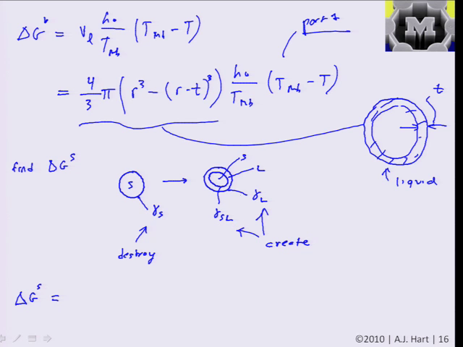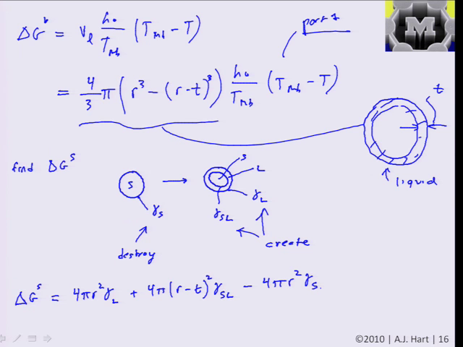So if we want to create these two surfaces, we have the surface area of the sphere of radius r times gamma for the liquid surface which we create. And then we have the surface area of the inner sphere times gamma of the solid-liquid interface which we create. And then we have the surface area of the sphere times the solid surface, and that's minus because we destroy the surface.